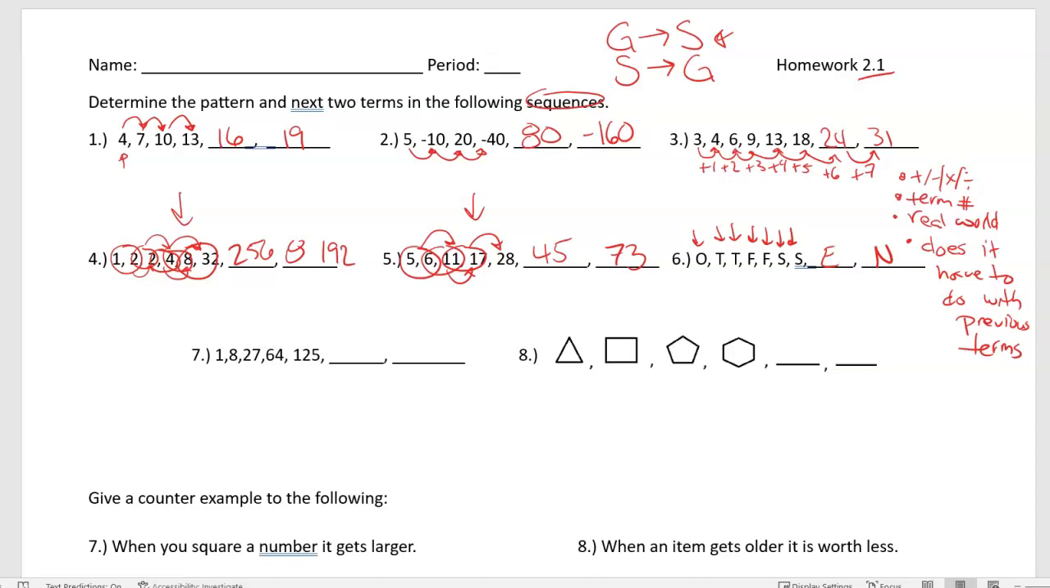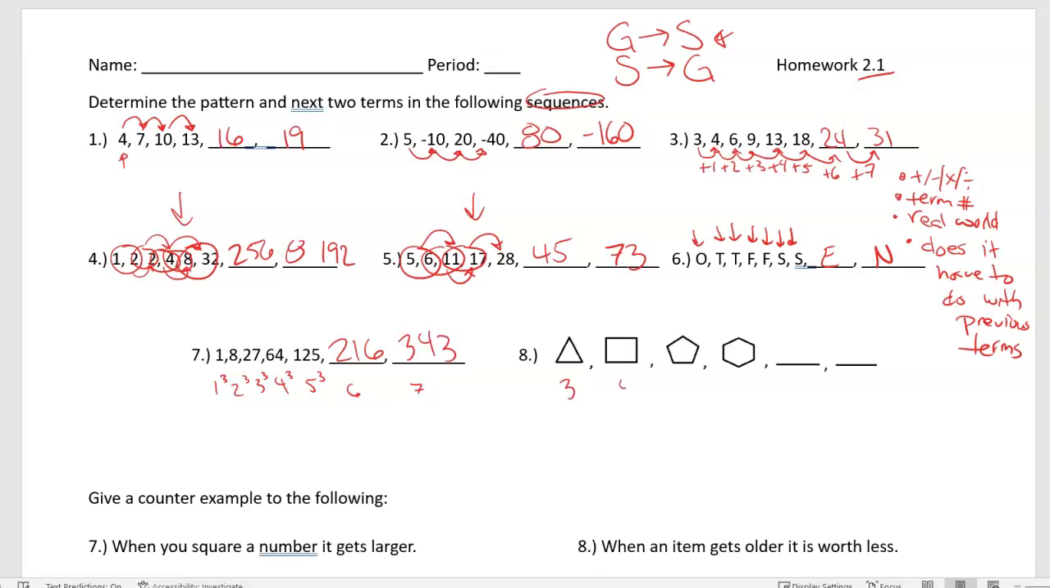Okay, the next one we have 1, 8, 27, 64. I'm going to think that it has to do with the term number. So this is the first term, second term, third term, fourth term, fifth term, and then this would be sixth and seventh term. And I see that each one of these is cubed. Not quite sure if you guys knew your perfect cubes, but 6 cubed would be 216. This one's 216. The next one, 7 cubed, is going to be 343.